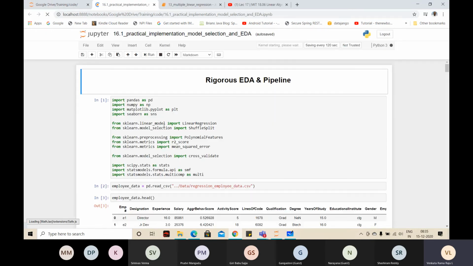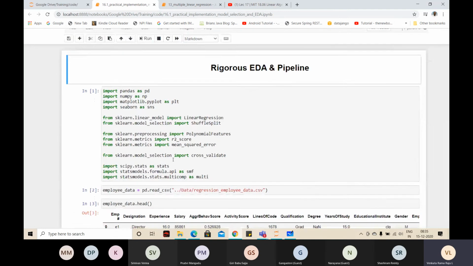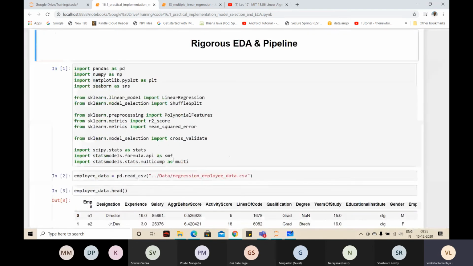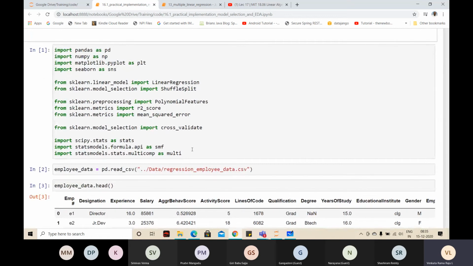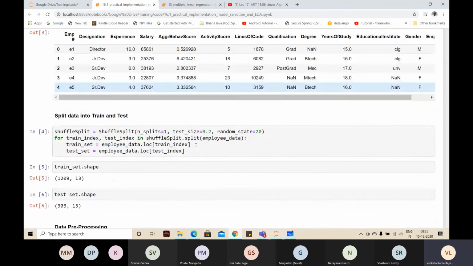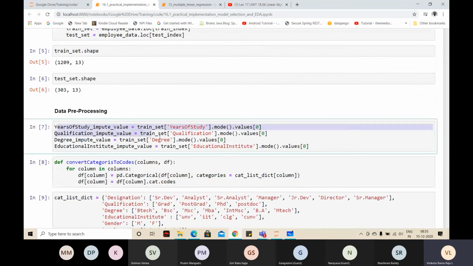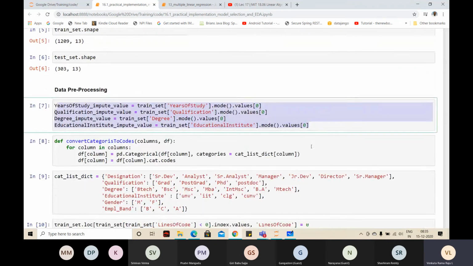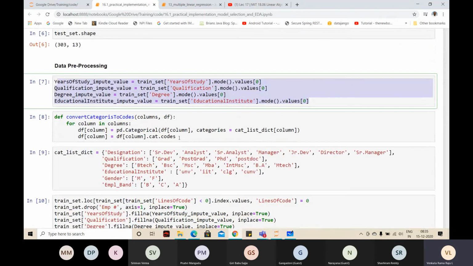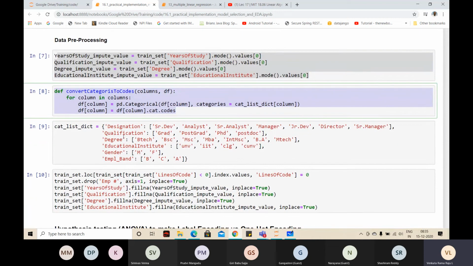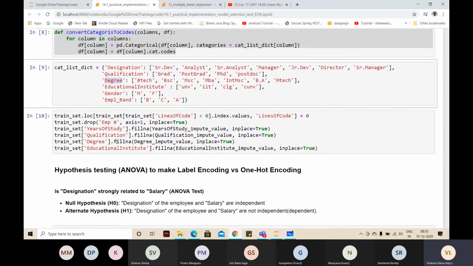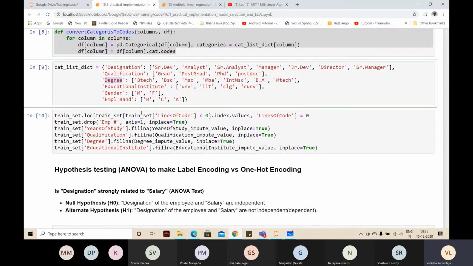Good. So this 16th file, I don't know whether I uploaded it or not, is actually the complete EDA and model building activity. We know the data set. We split the data, found the best values to impute, and we know how to convert categorical columns to numerical, collecting all the categories available in each column.